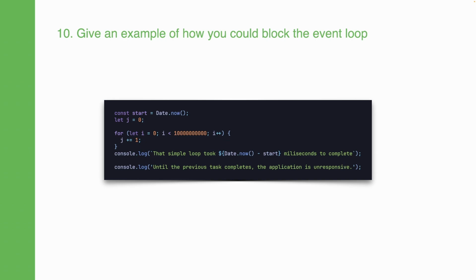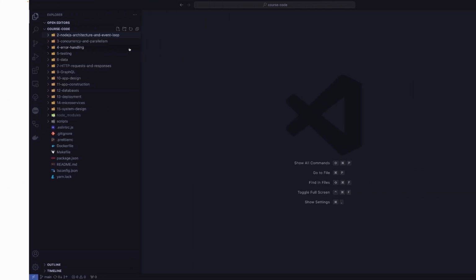Just run a synchronous, long-running operation just like the one you see on the screen now, on the main thread. While that code runs, the entire application becomes unresponsive until that code finishes, which highlights the danger of blocking the main thread. So let's take a look at how this works in practice.